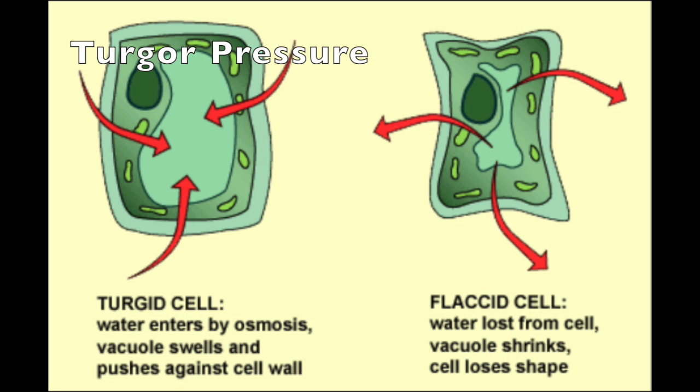Turgor pressure is the water pressure inside plant cells, and it is maintained by osmosis. Plants need osmosis because it is what helps keep the stems rigid and the leaves expanded to the sunlight.